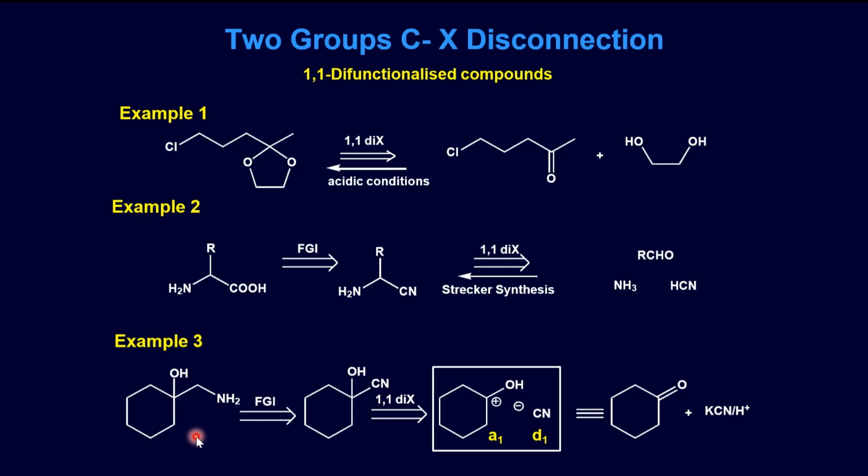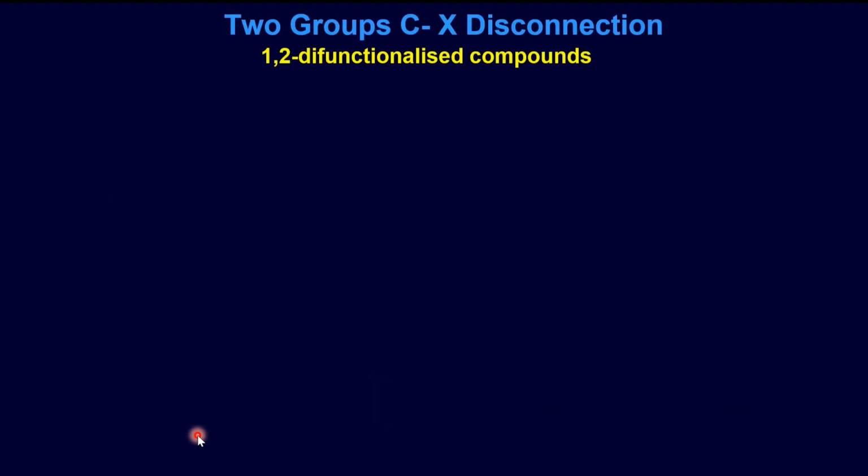In that case, what should I do? If they are 1,2 difunctionalized compounds, and in this difunctionalized compound one of the functional groups is alcohol, the other functional group is another nucleophile, and they are at 1 and 2 position. Then what will I do? I'll break the molecule at the junction where I have a heteroatom. This is 1,2 disconnection. Disconnection has occurred in the 1,2 difunctionalized compound.